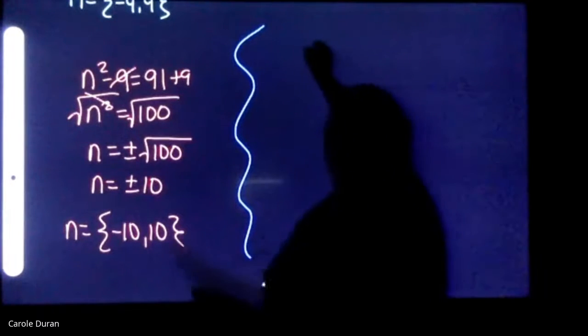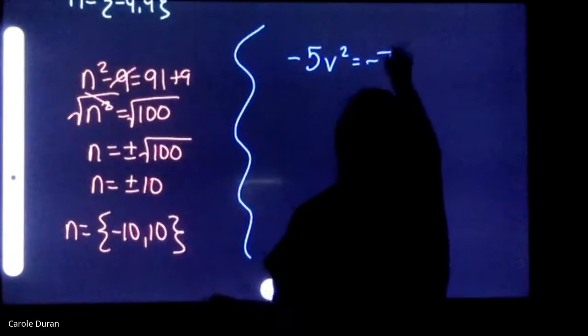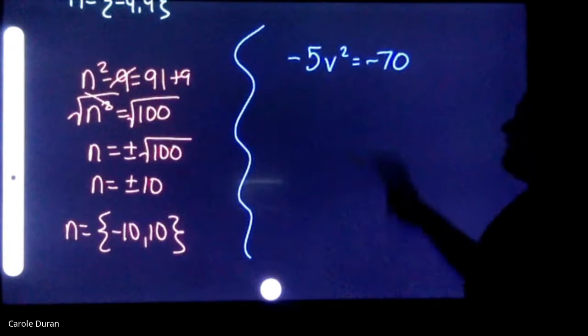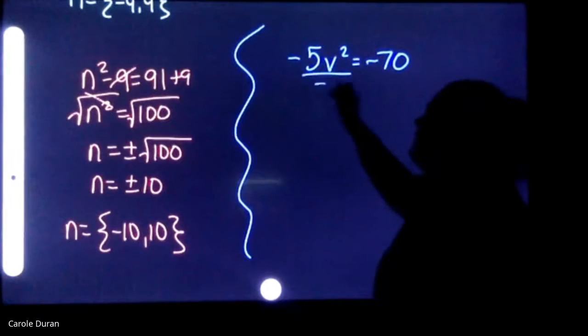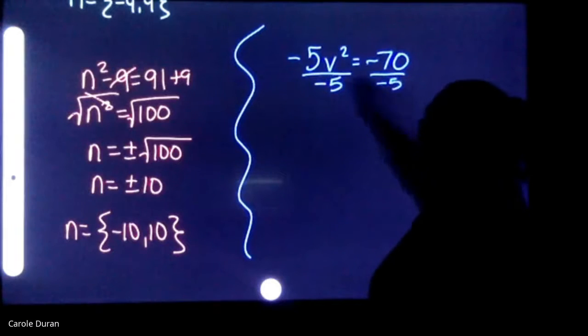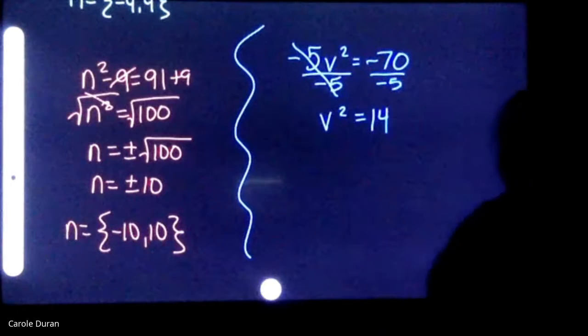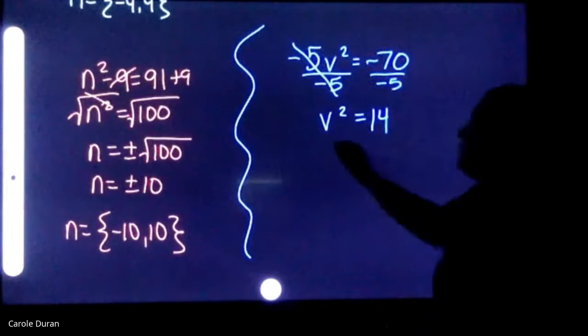This time, I have negative 5v squared equals negative 70. It looks a little different, but my goal is still the same. I still want to get the variable v by itself. First thing I need to do is divide out the negative 5 for both sides. When I do, I get v squared equals 14, and I just used a calculator for that. To get v by itself, I need to take the square root of both sides now.